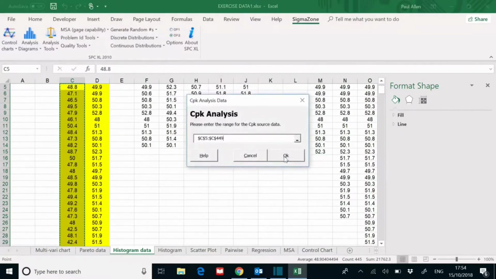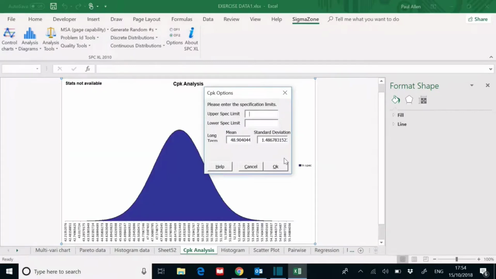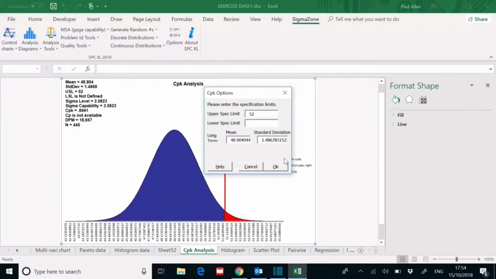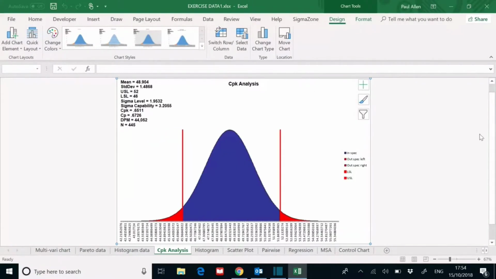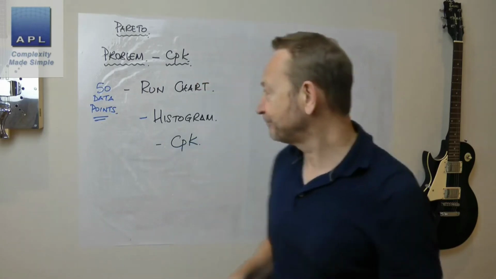So here we go. Look, I'm going to generate a CPK for that data set, and you can see the defect rate, 44,000 defects in a million. That's a prediction. It's not an observed value. And because I know that the normal distribution is strong in the data, because I looked at it in the histogram, I know that prediction is going to be very good. Okay, so we've got run chart, histogram, CPK.